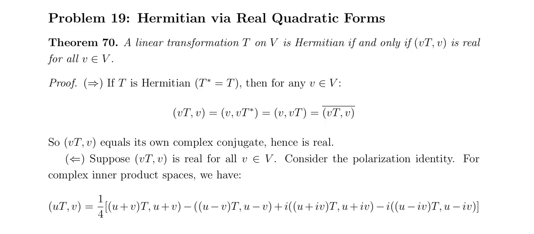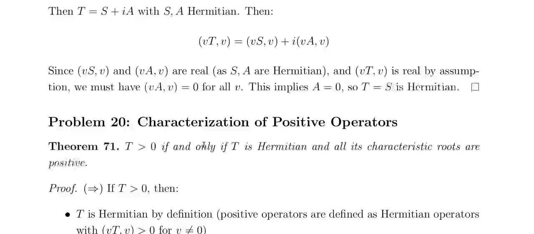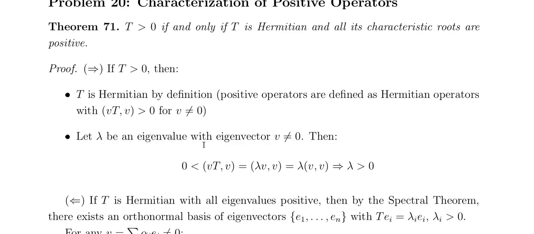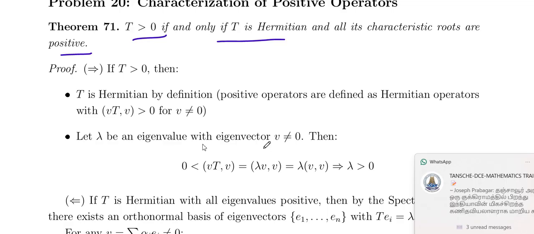And the linear transformation T on V is Hermitian if and only if (Tv, v) is real for all v belongs to V. Okay. So T greater than 0 if and only if T is Hermitian and all its characteristic roots are positive.